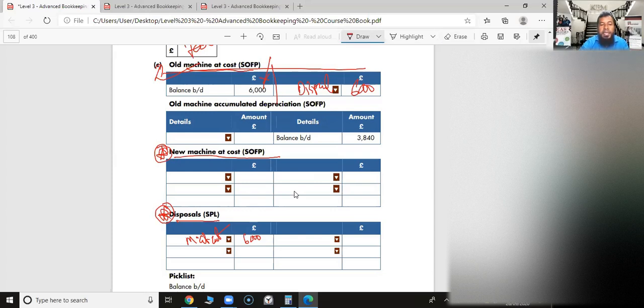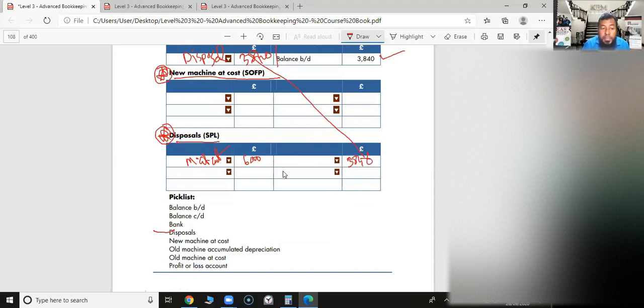Next one, get rid of the accumulated depreciation. Accumulated depreciation is already on the credit side, so on the debit side we get rid of it. What do you write in the detail? Disposal, and that goes on the disposal account. Accumulated depreciation debit, disposal account credit, 3,840.